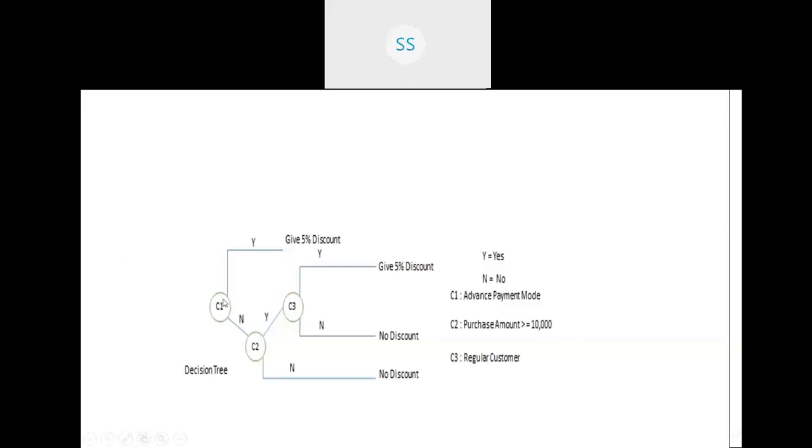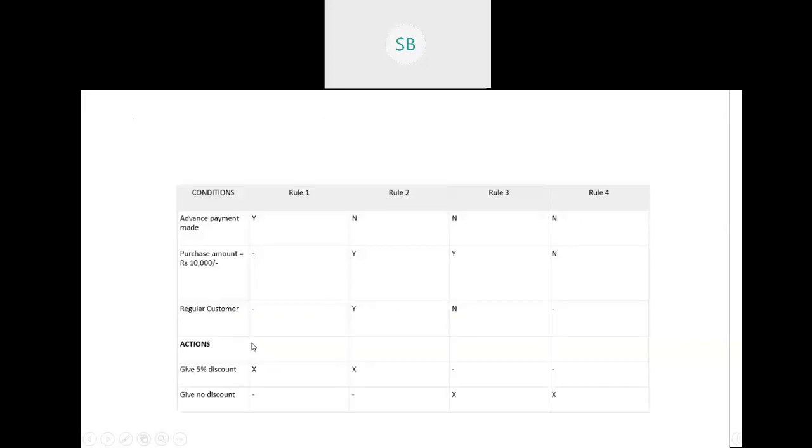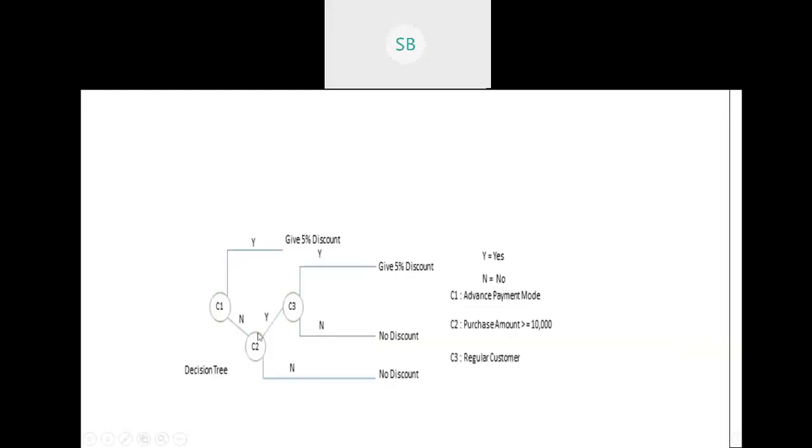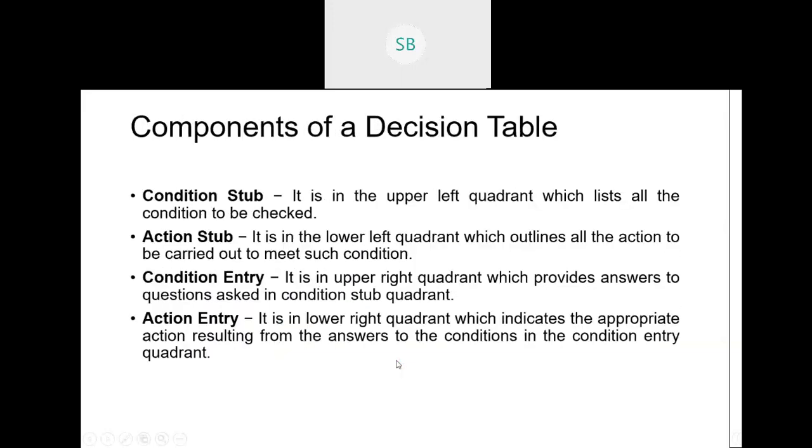So here, when it is C1, we directly give 5% discount. But if C1 is no, then we move to C2. In that case, obviously C2 and C3 will be no only, so that is why we have represented it as N and N. Now when we go back to C2, that is, purchase amount greater than 10,000, if the purchase amount is greater than 10,000, then it will move to C3. It is Y, right? So in the rule 2 part, we will give this one as Y, and it is no for all other cases.